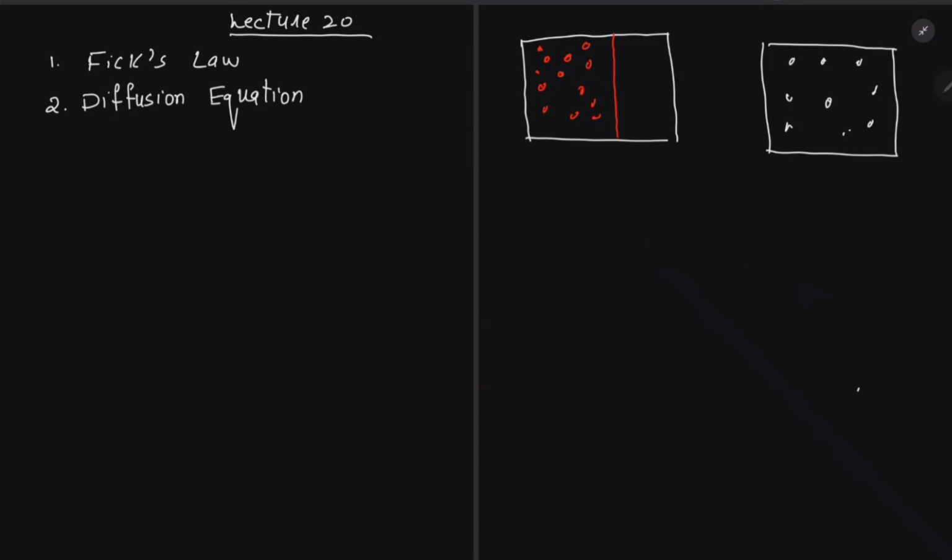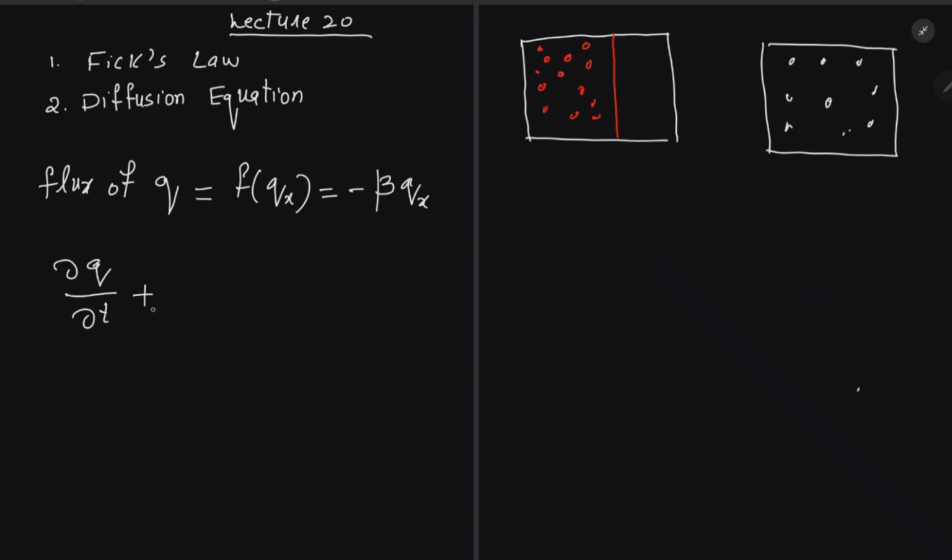And Fick's law says that the flux F of Q is equal to minus beta Q_x. Okay, and I simply put this flux into the advection equation: plus partial by partial x of minus beta partial q by partial x.